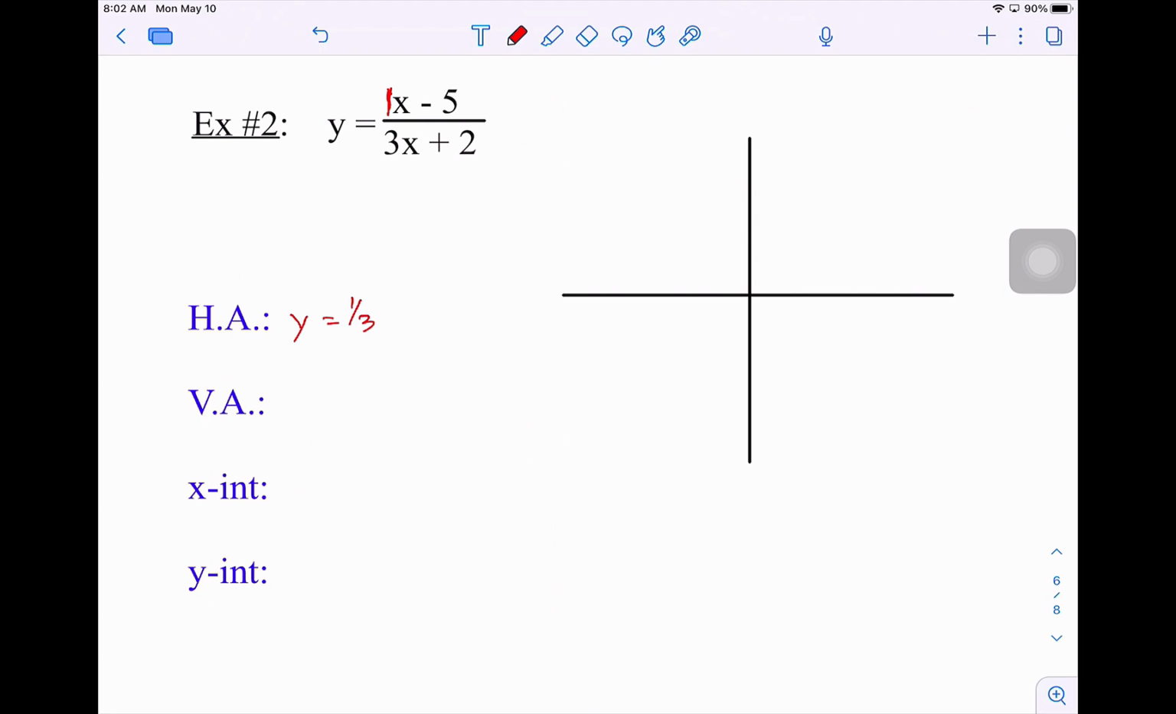So we can put that in here. Let's approximate that. Call that y equals 1/3.